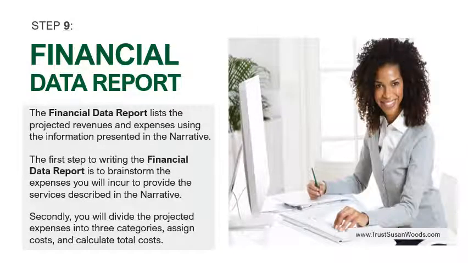The financial data report lists the projected revenues and expenses using the information presented in your narrative description of activities. That is why it is created after your narrative. The first step to writing the financial data report is to brainstorm the expenses you will incur to provide the services described in the narrative. Secondly, you will divide the projected expenses into 3 categories, assign costs, and calculate total costs. So let me walk you through that step.